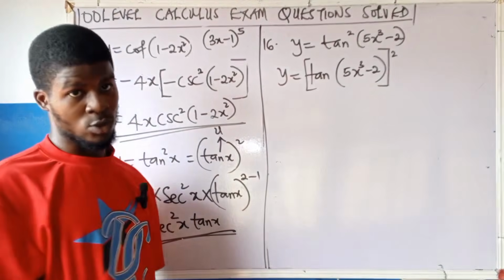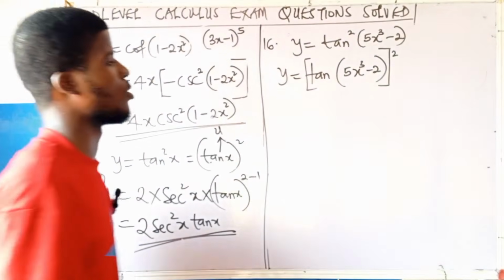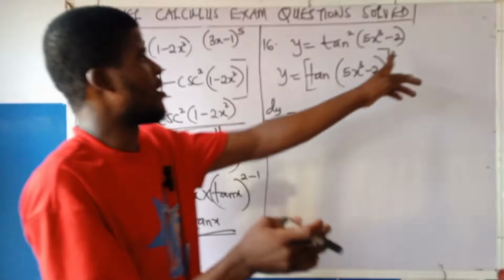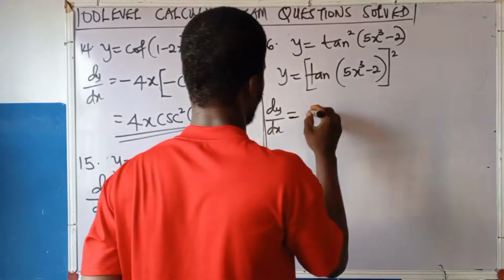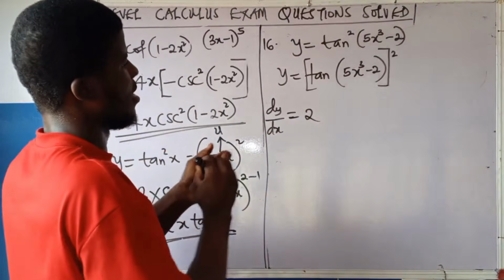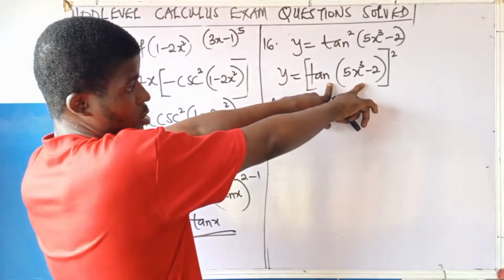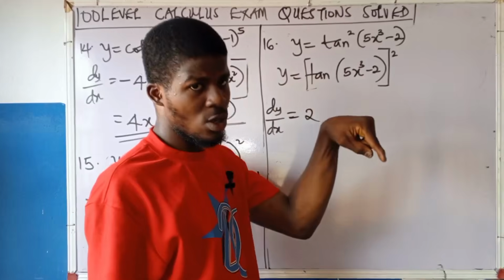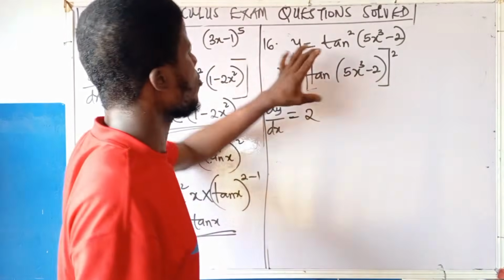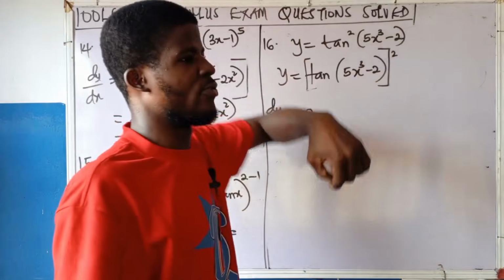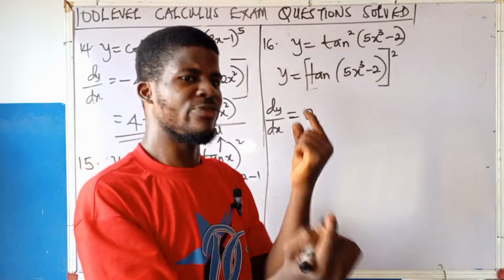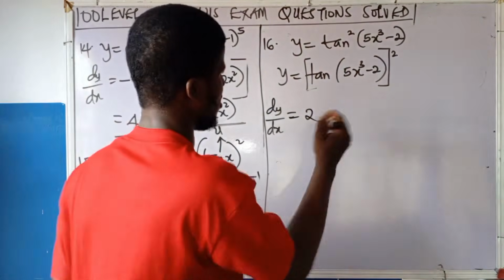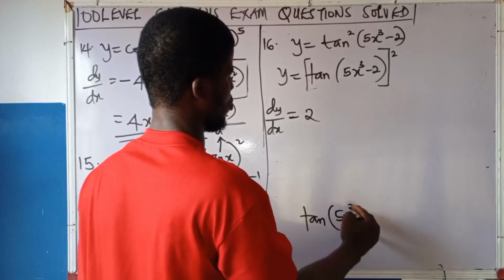So if I want to go by the shortcut, it's going to look like this. The dy/dx equals, the shortcut says write the power 2. Then differentiate the inner function. But you see this inner function itself is a function of a function. The whole function as one question is a function of a function. Inside a function of a function, there is another function of a function. So I'm now performing two chain rules. That's the meaning. Inside I have tan 5x cubed minus 2.